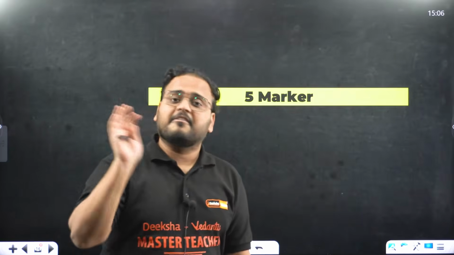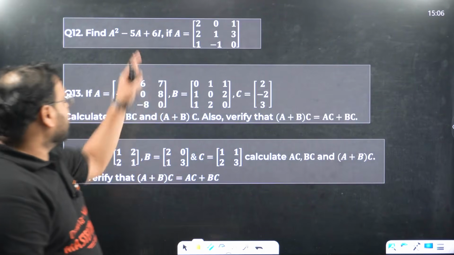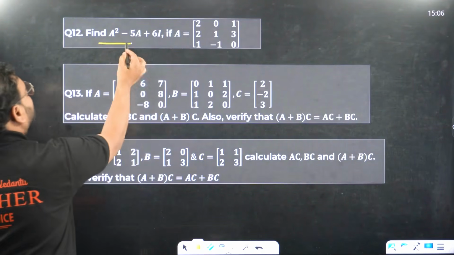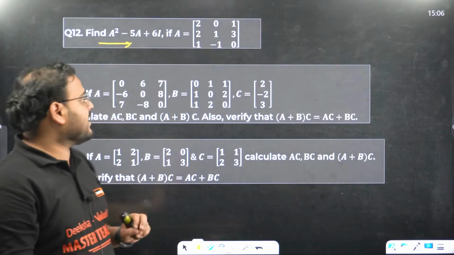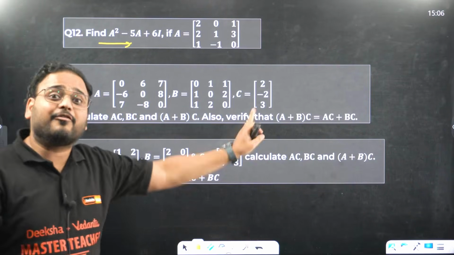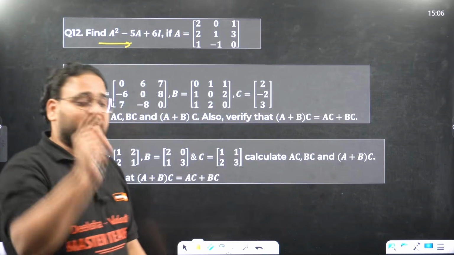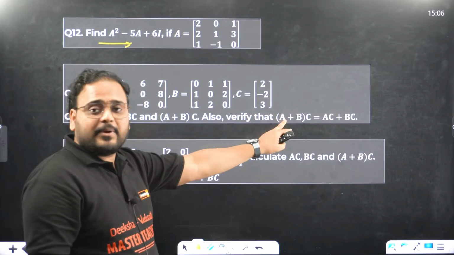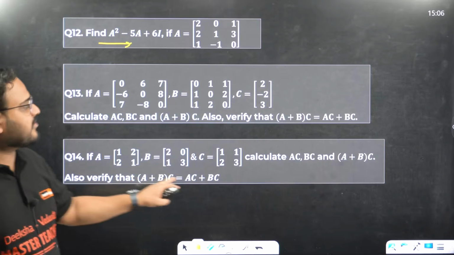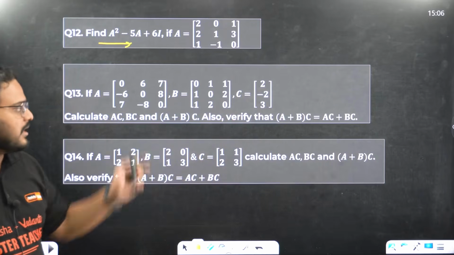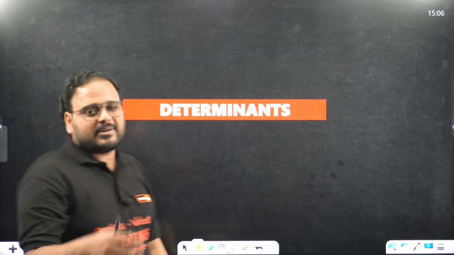Let's look at 5 markers now. I'll not take much of your time. Here are the 5 marker questions. This is on the product and verifying the product using finding the value of this using the matrix A. This is a verification of what? Properties of multiplication of matrix. This is again distributive property over addition, and this is also the same thing, right? This is for a 2 cross 2 matrix. This is for a 3 cross 3 matrix, but they're very simple. So this chapter itself is very simple, right?